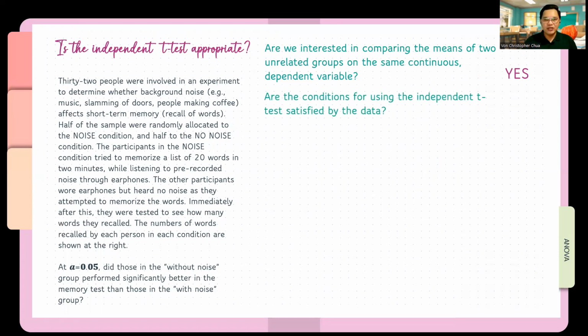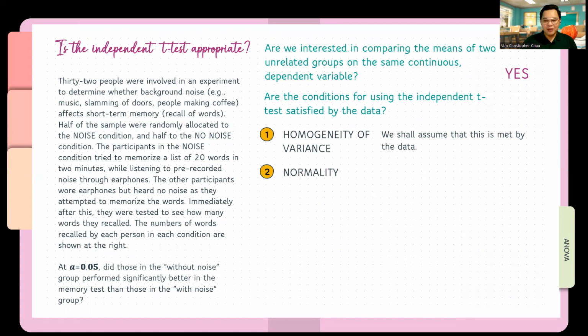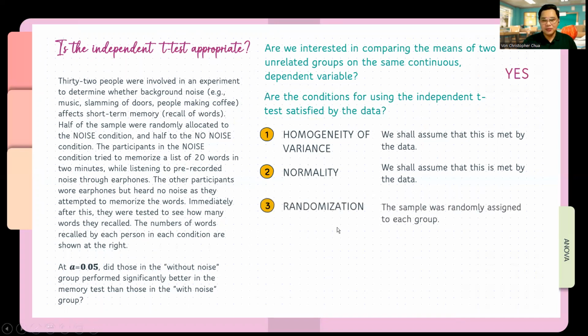Are the conditions for using the independent t-test satisfied by the data? Let's take a look at each of them one at a time. Again, we shall assume that the variances of the two different groups are not significantly different. We shall also assume that both of the sample distributions are normally distributed. It would be easy to determine that the sample is randomly chosen. It's based on how the context is presented.